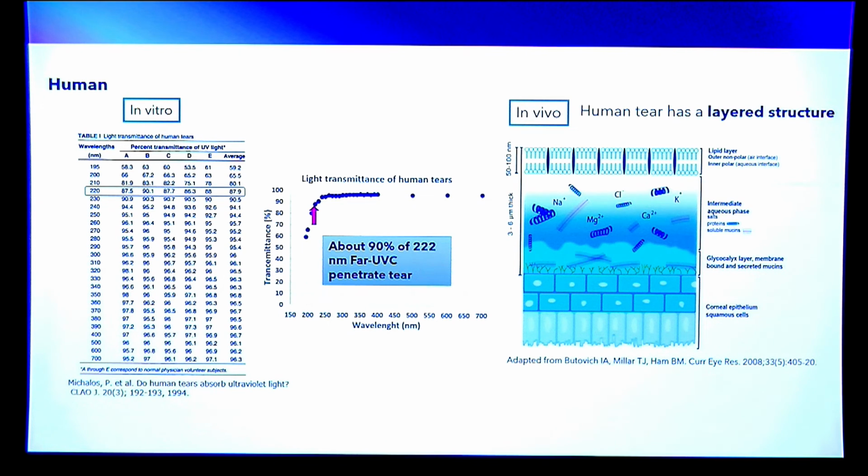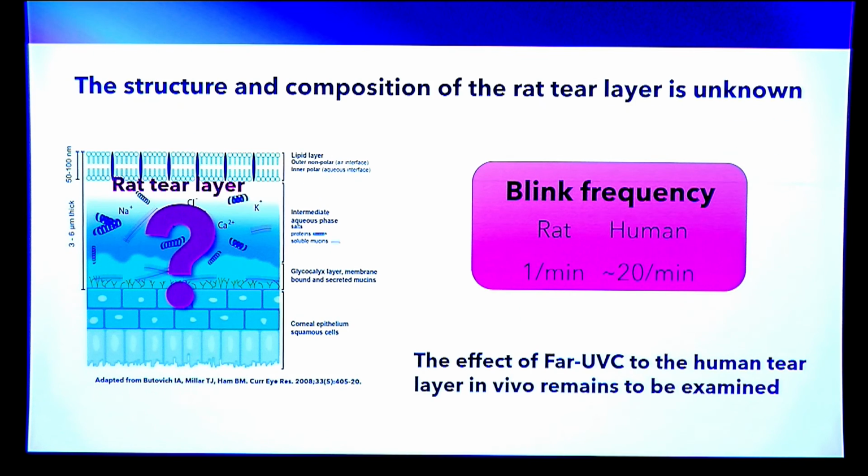In in vitro studies, the layer does not maintain this three-layer structure. The transmittance of 222 nanometer Far-UVC to the layer maintained in three layers, and the effect of 222 nanometer Far-UVC on the layer structure and composition of the tear layer, is unknown. Another important thing to note is that our study was on rat cornea, and we do not know if the structure and composition of the rat tear layer is the same as that of humans.